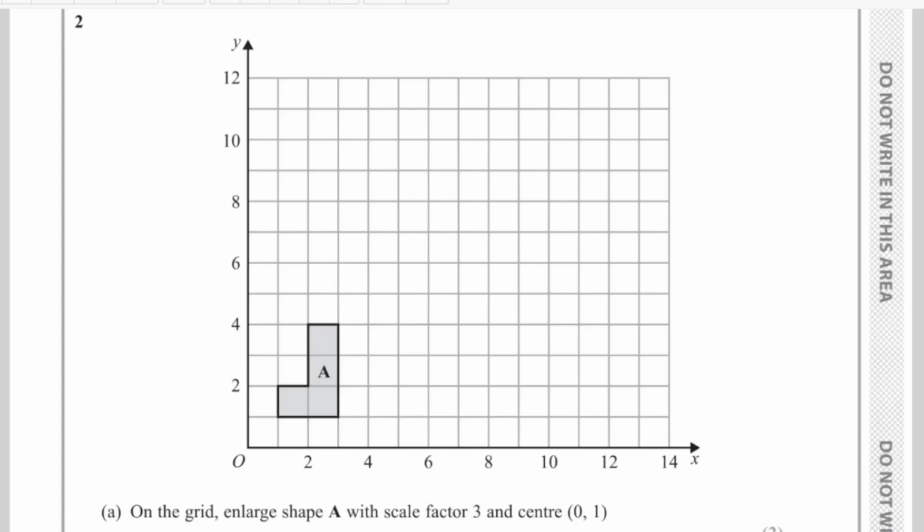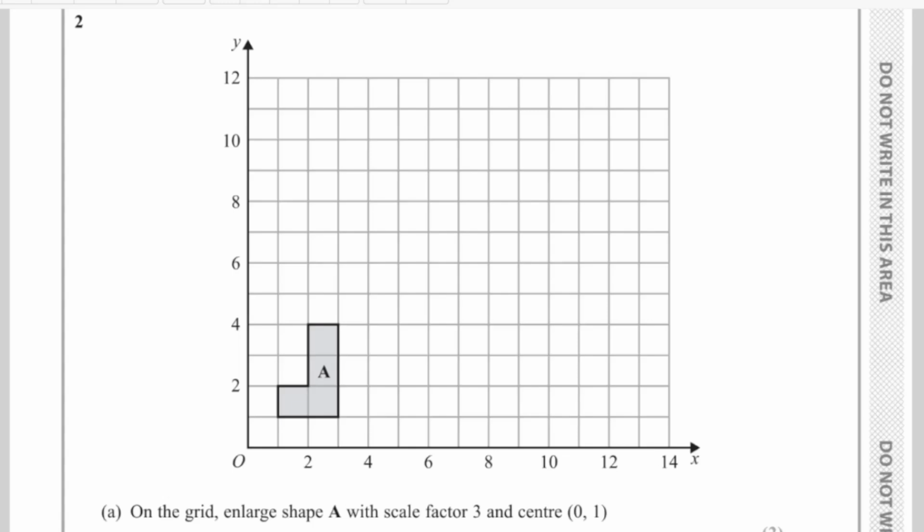Second question. Second question is on transformation. So there are 4 types of transformations: translation, reflection, rotation, and enlargement. This question is under enlargement. Let's see how to do this question.